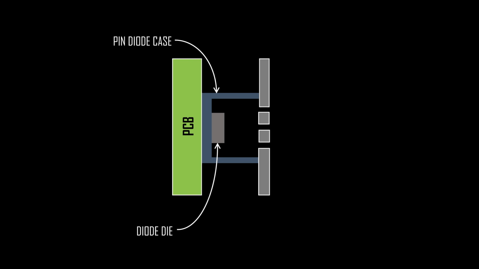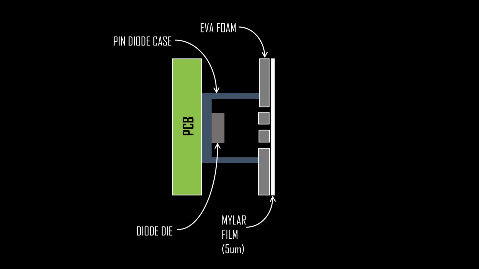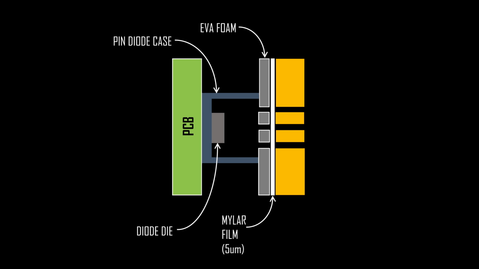Then there is an EVA foam sheet, with 9 small holes punched through it. Here is a very thin sheet of metallized mylar film. This is used to provide the light proofing for the diode. As we will see later, this 5-micron thick sheet has an effect on the alpha particle energy. And finally, we have the outer enclosure of the product. This has the same 9 small holes punched through it. In total, the distance between the sensor and the outside world is 5 millimeters.